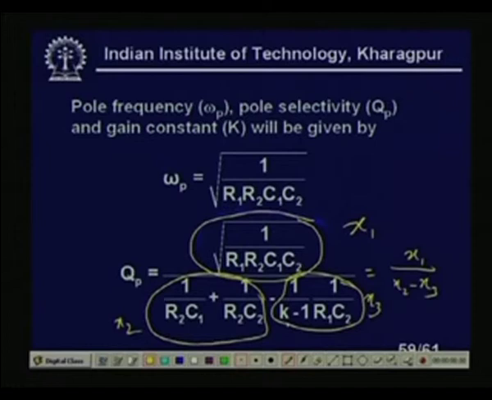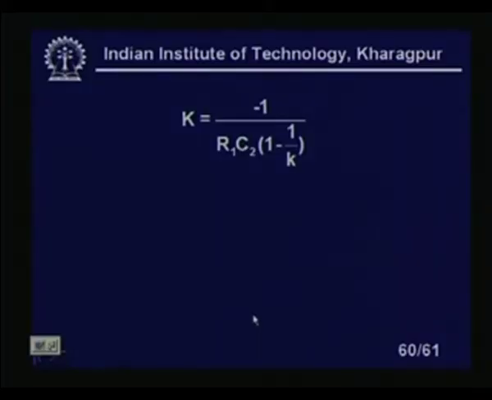So, I can do it by controlling the k. You see, I can make x2 very nearly equal to x3 by controlling k only, because these elements R1, R2, C1, C2 are already determined by this omega p. So, by controlling k I can make the selectivity very, very high. That is a great advantage of the single amplifier enhanced negative feedback topology, right. So, capital K, which is the gain constant, upon 1 minus R1 C2 minus 1 minus 1 by K.